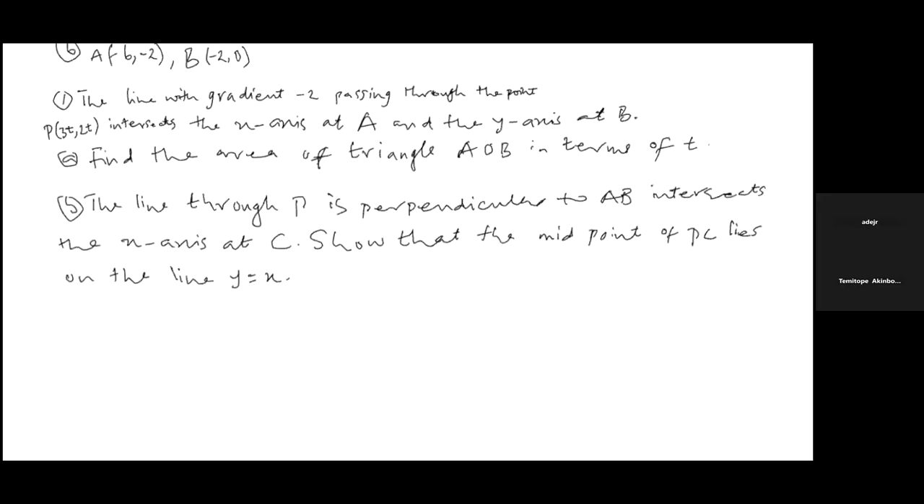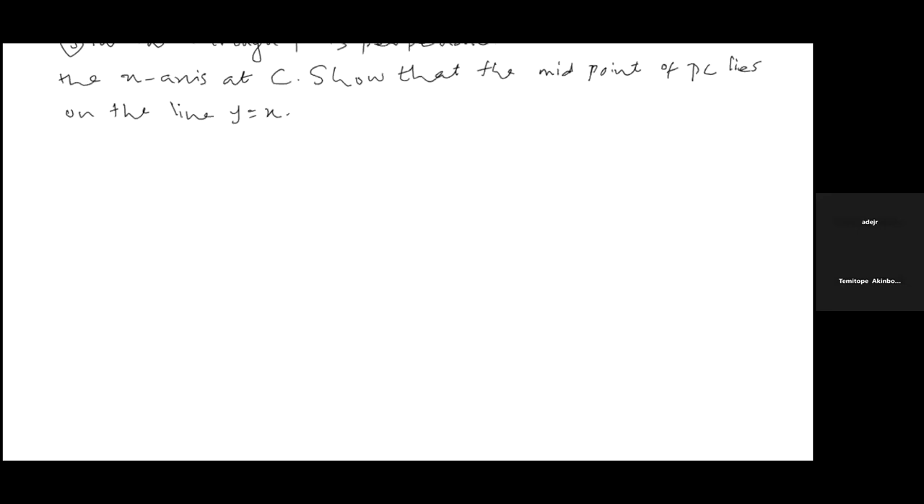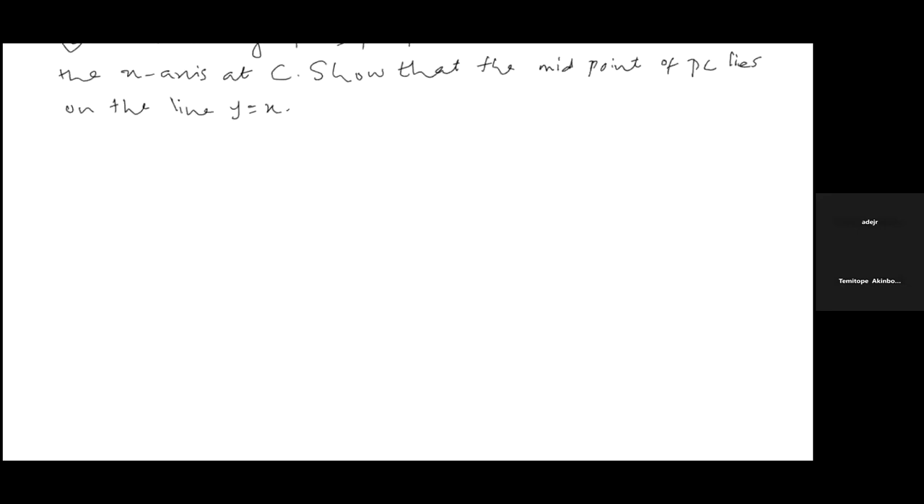So what we do is this. Let me scroll up. The question said that line with gradient -2. That's our starting point. Line with gradient -2. Sorry. Let me use a line.